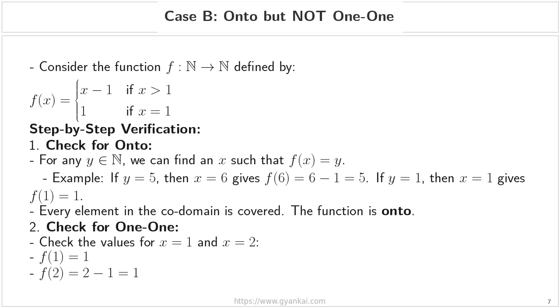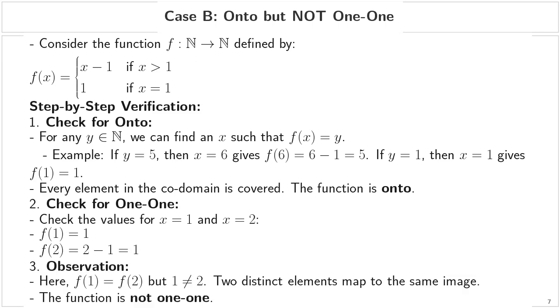Next, we check if the function is 1-1. To do this, let us test the values for x equals 1 and x equals 2. When x equals 1, the function gives us 1. When x equals 2, since 2 is greater than 1, we apply the first rule, and 2 minus 1 also gives us 1. From this observation, we can see that f(1) equals f(2), even though 1 does not equal 2.